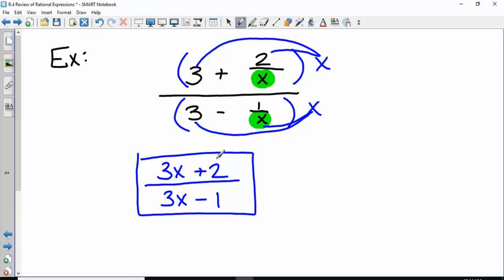Since now we have more than one term because of the addition and subtraction, we can't cancel the 3's. But if it was like this, so multiplied so it's all one term, then you would cancel your 3's. Other questions?